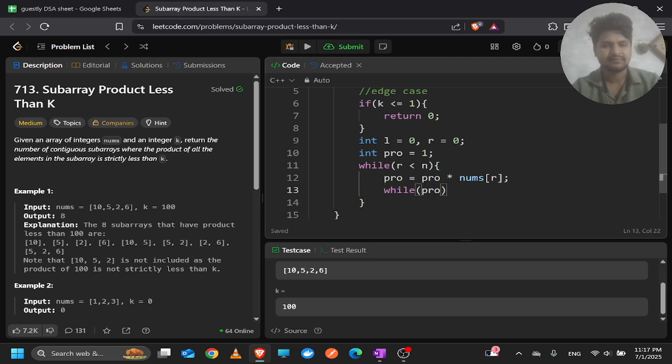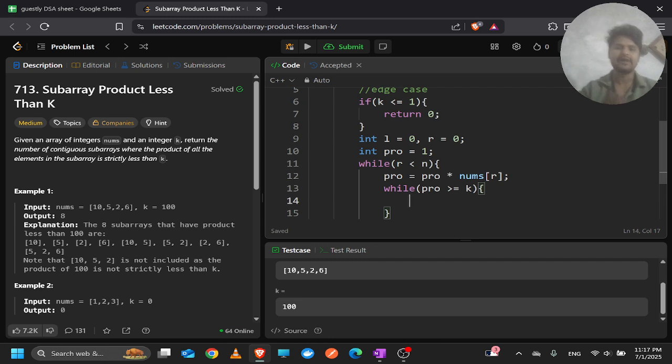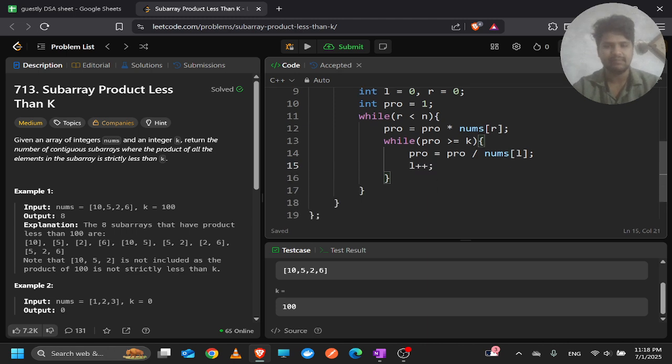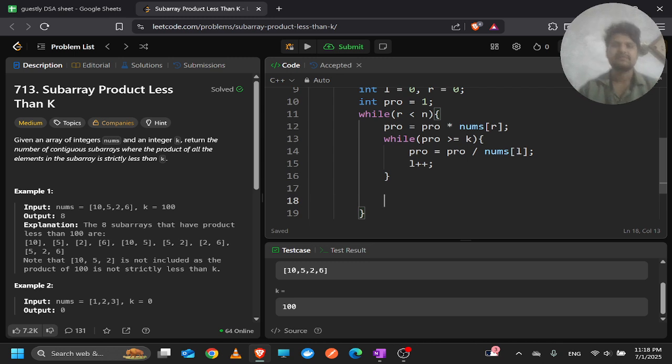And while my product is greater than or equal to k, what we have to do? We have to shrink the window. How are we going to shrink? Product equal to product divided by nums of left pointer, and I am going to increase my left pointer. After doing this, we have a subarray which satisfies the condition, which means the product of that subarray is strictly less than k. So we have to include it in our answer.